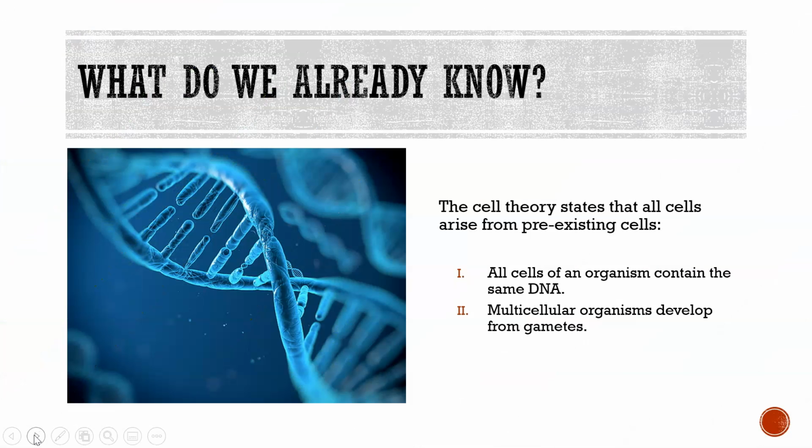What other things do we already know? Well, part of that cell theory was that all of the cells arise from pre-existing cells. And for that to happen, all cells of an organism therefore must contain the same DNA. So some process must occur for these cells to divide and contain identical DNA, and we'll look at that in the next unit. Multicellular organisms, so they're those organisms with more than one cell, develop from what we call gametes. Okay, so that's just some pre-existing information that we should have that we can now build on in this unit.